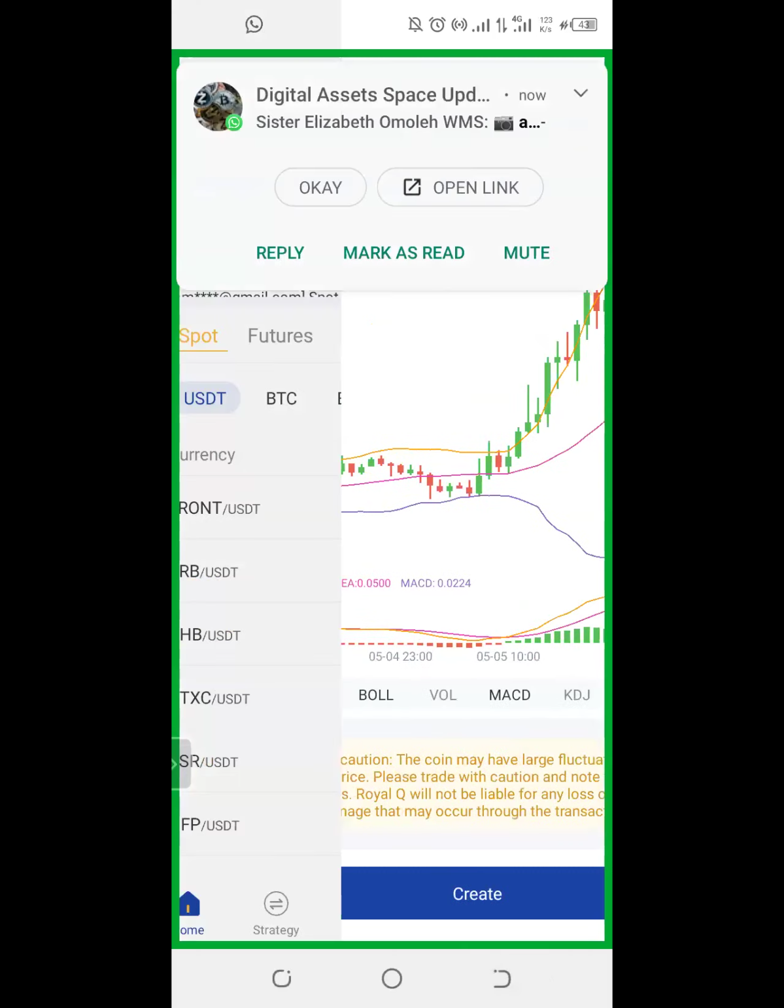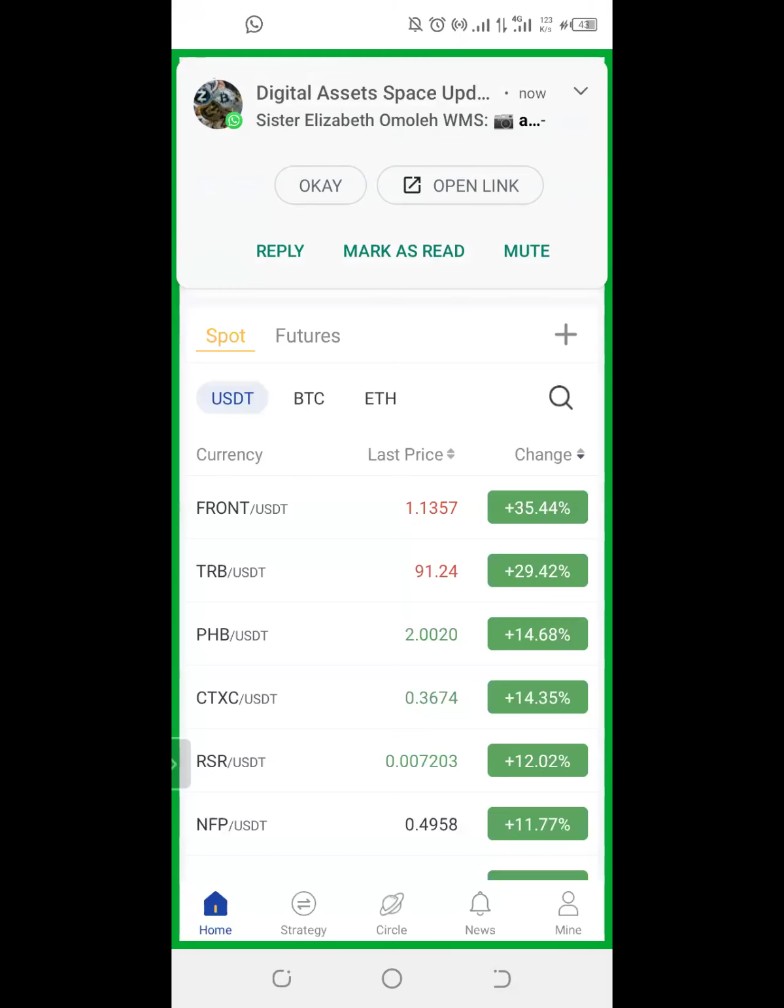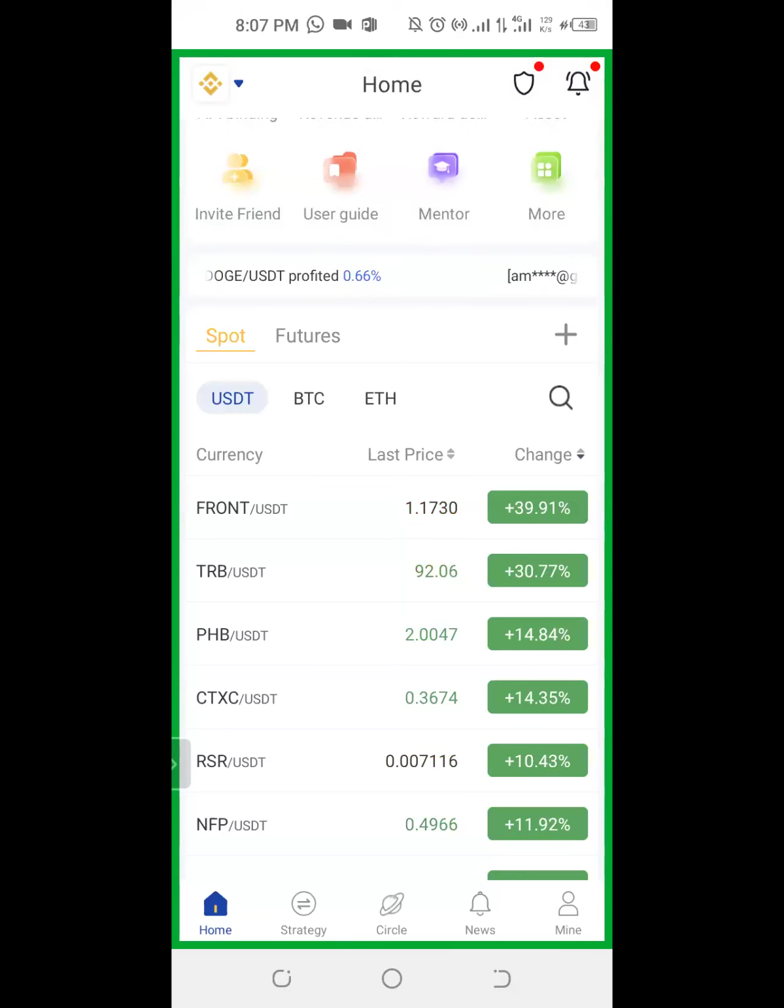So let's look at another coin. Okay, more confirmation has come in. Okay. Let me go to another coin. Let me look at another exchange. I want a coin that pumps heavily very well.